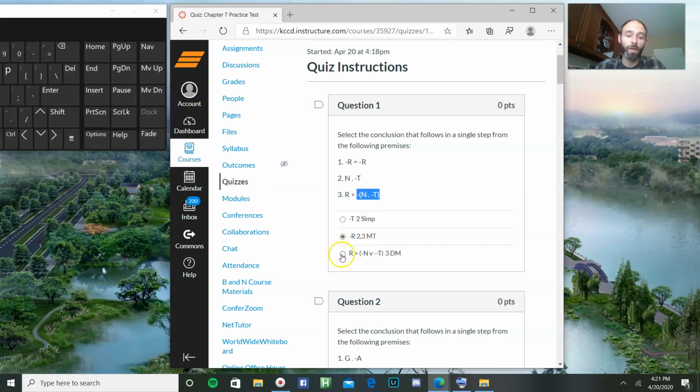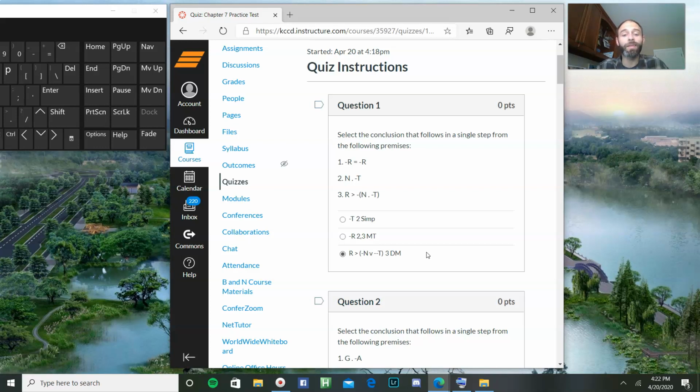So that leaves us with 3. Can we do De Morgan's on line 3 and get R horseshoe open parenthesis, tilde N, wedge, tilde tilde T, close parenthesis? What De Morgan's allows us to do is take a negation, a tilde that's outside the parentheses, give it to each of the statement variables that are in the parentheses, and then flip the sign from a dot to a wedge or a wedge to a dot.